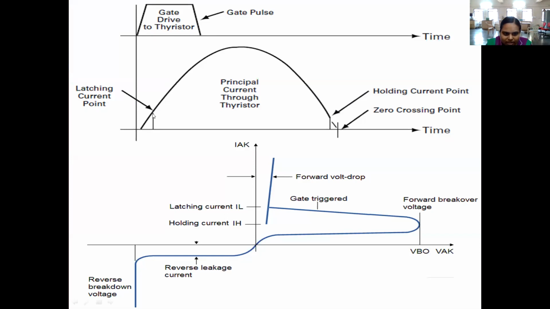Observe here the arrow, here it is shown, right? Minimum current it has to take so that our SCR starts conducting. That's what is the latching current point. Minimum we have to apply up to this, then it will start conducting. Principle of current through thyristor: minimum current we have to apply, then it will start conducting. It will be in the conducting mode even though we remove the gate.